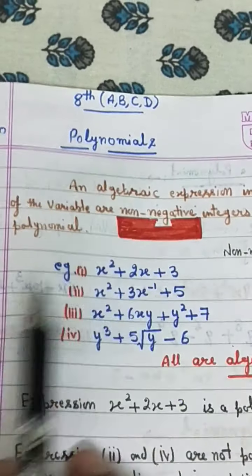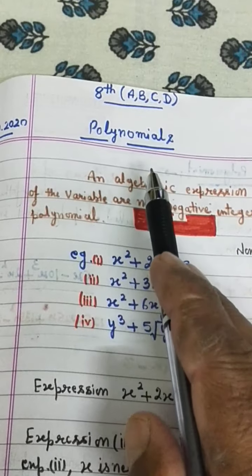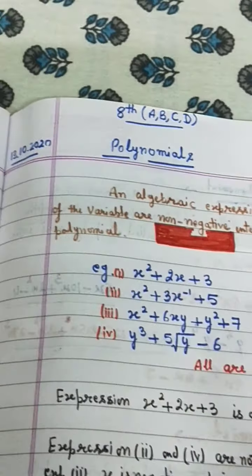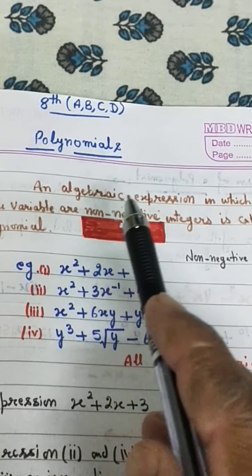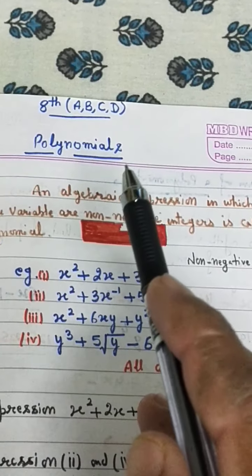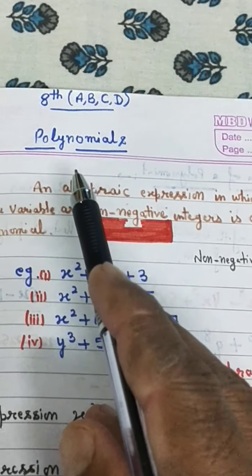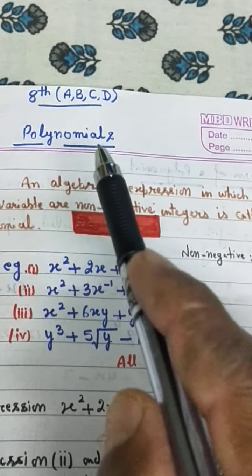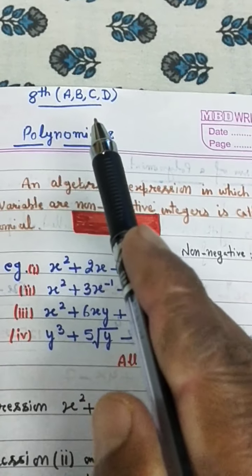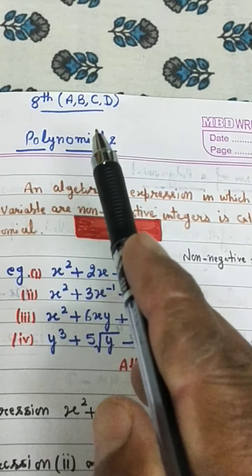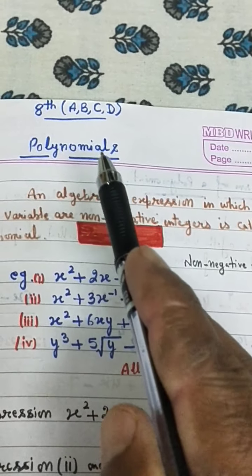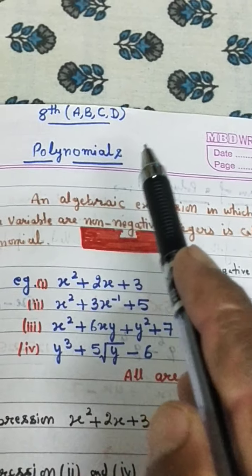New chapter is polynomials. What do you mean by polynomials? Before giving the definition of polynomials, I am telling you that you have already studied the concept of polynomials in class 6, that is introduction to algebra, or in class 7, that is algebraic expressions.